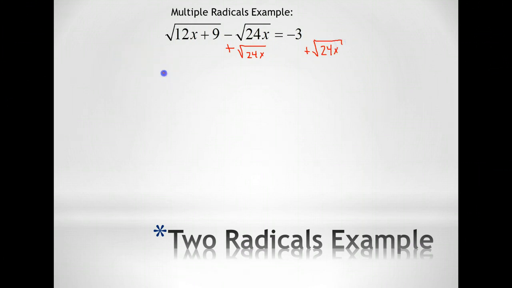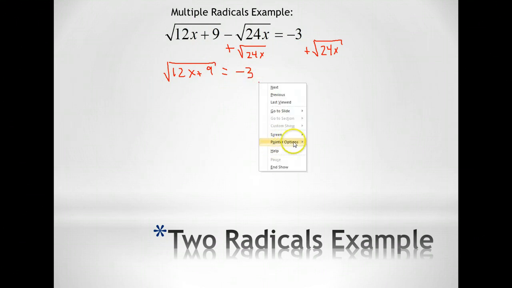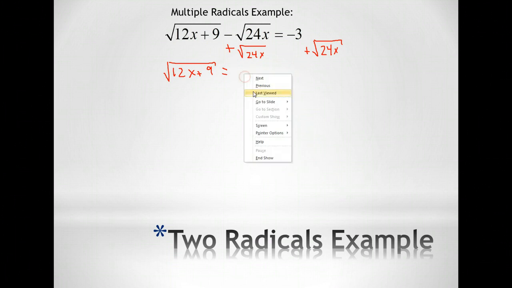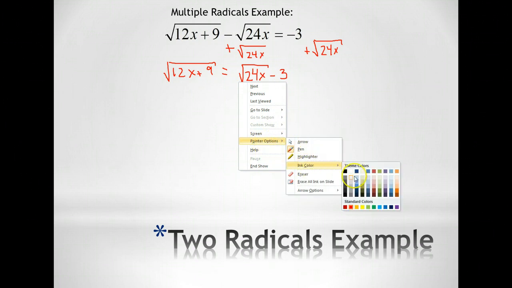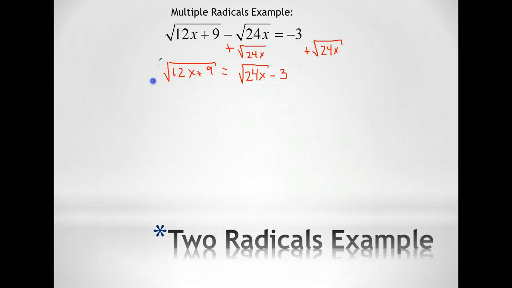So I get the square root of 12x plus 9 is equal to the square root of 24x minus 3. Well, actually, let's put the square root first here. Okay, so now what I need to do, just like last time, is square both sides of my equation.